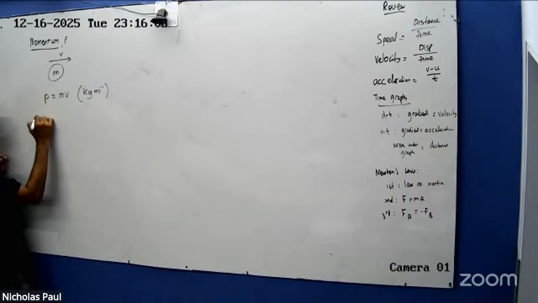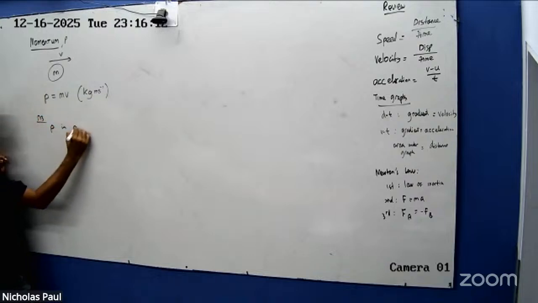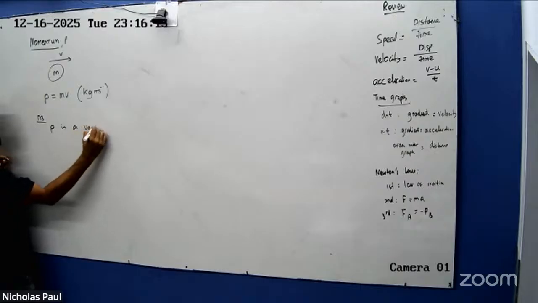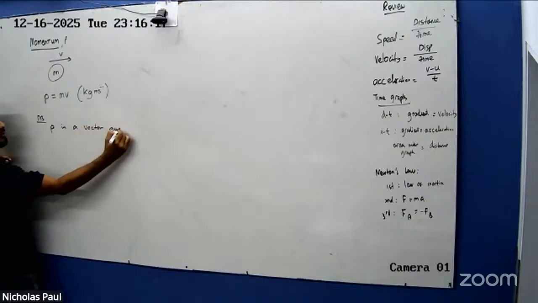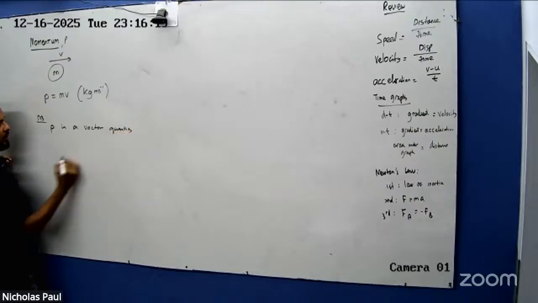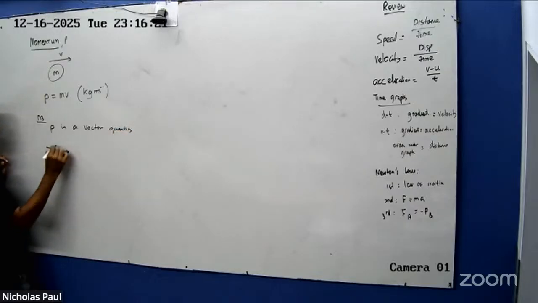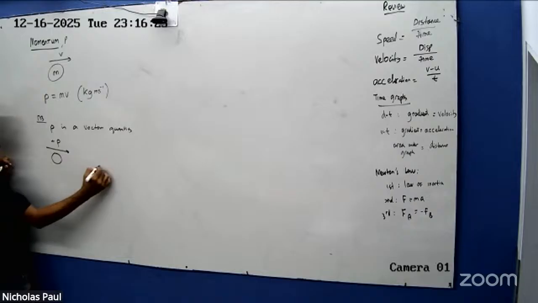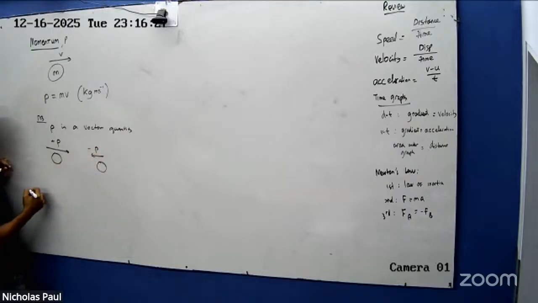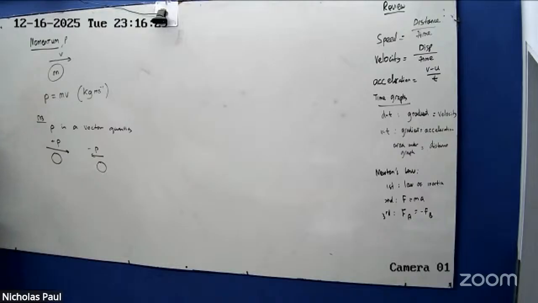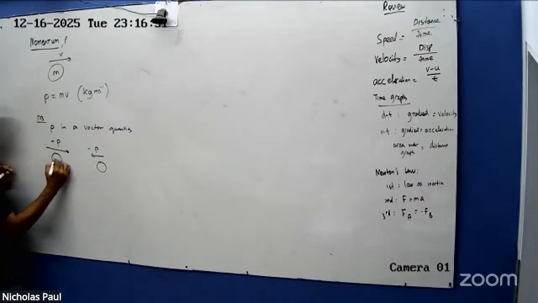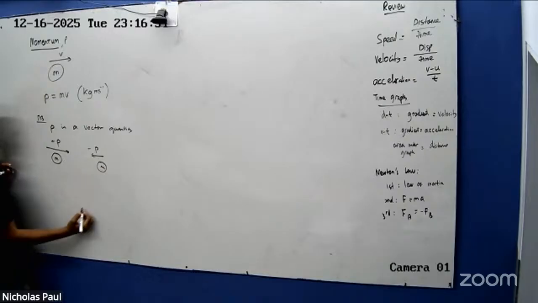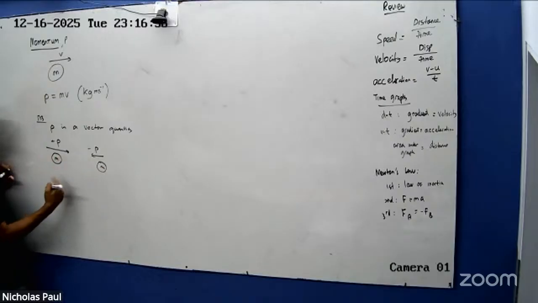We need to remember as well that momentum is a vector quantity. So for example, if something is going this way, momentum might be positive. If something is going the opposite way, momentum will be negative. So just remember that momentum is a vector quantity. One direction positive, the next negative.